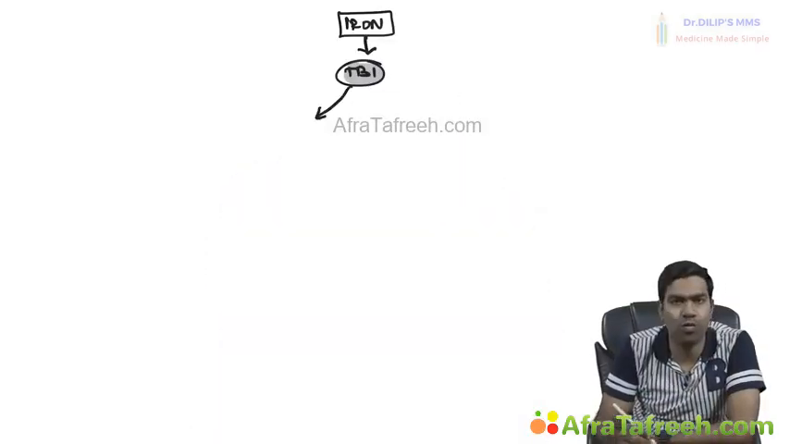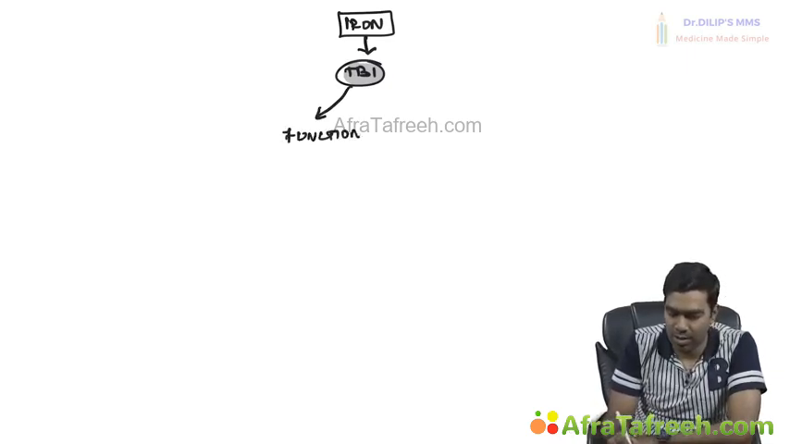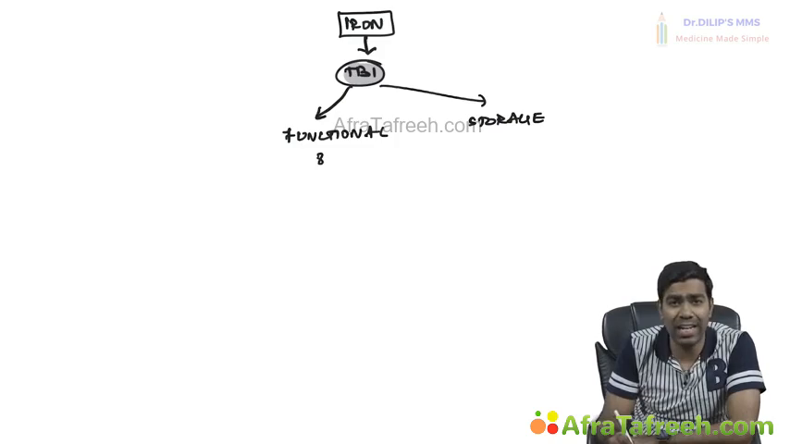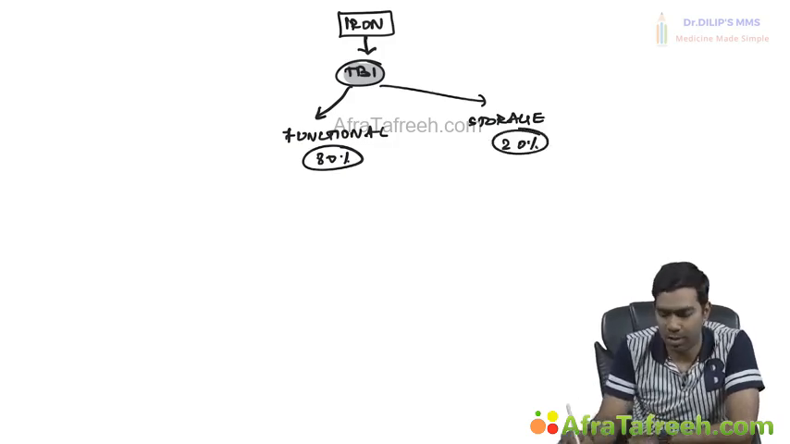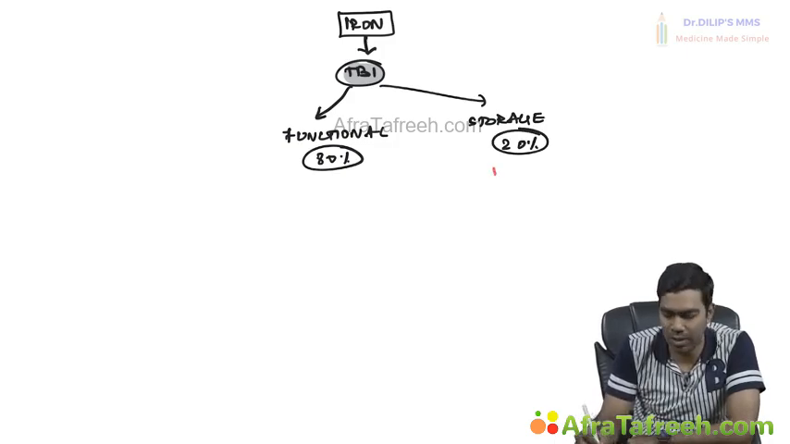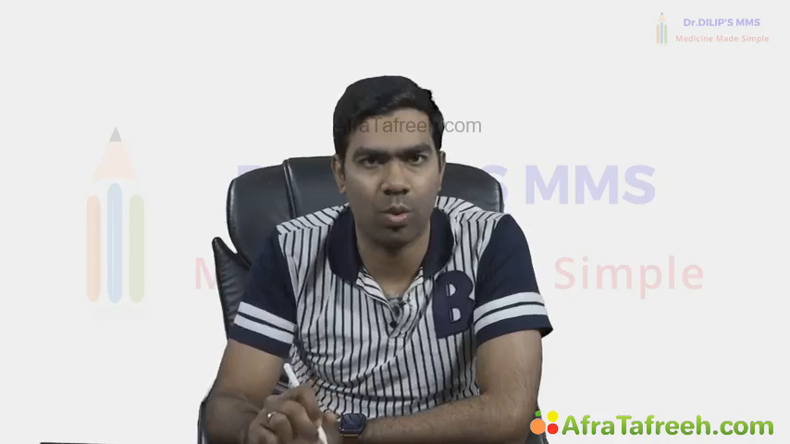You can describe the total body iron in two forms. One is what we call the functional iron. The second one is the storage iron. Generally the functional iron forms approximately 70 to 80%, which I can call 80%, and the storage iron contributes 20 to 30%, which I can call 20% by the principle. Storage iron has two forms: one is ferritin and the second is hemosiderin. The principal site of storage for this storage iron is the liver.